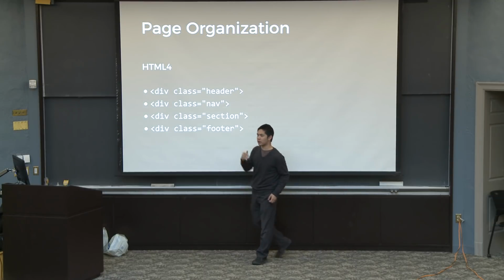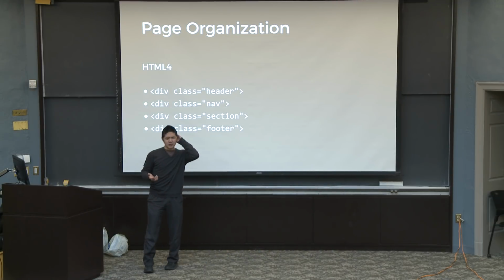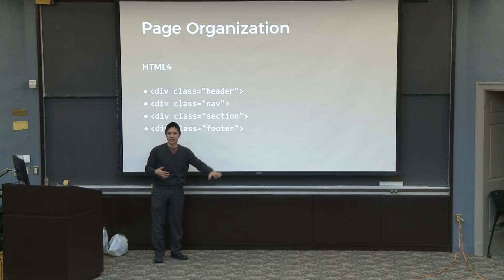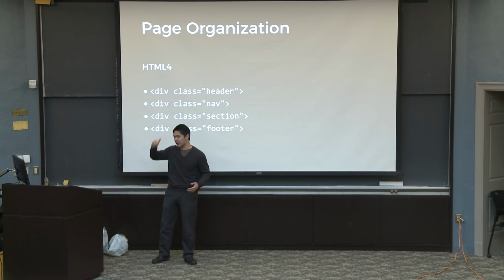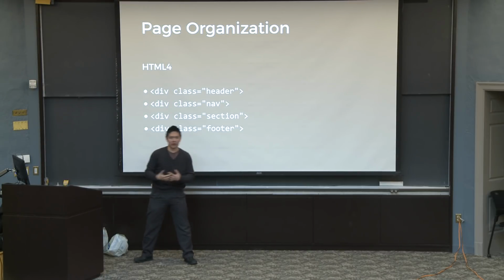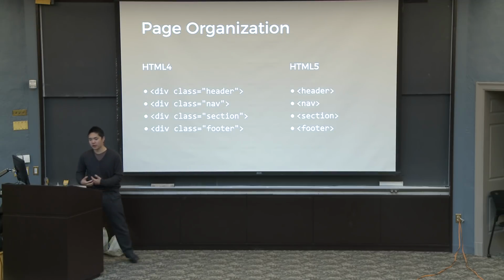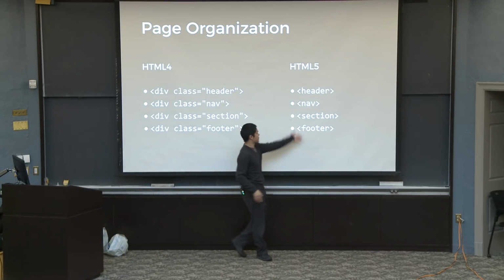It means there can be multiple of those. In HTML5, they found that because people were using structures like this so often, saying header, nav, section, and footer, they added a whole bunch of semantic elements that would describe those same exact things. So HTML5 introduces all these new tags.